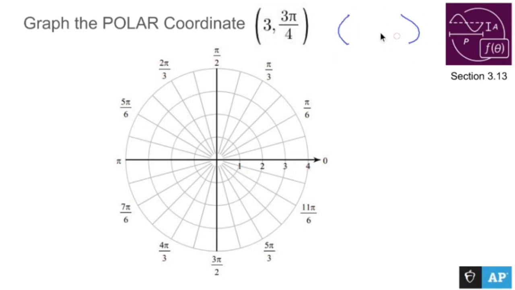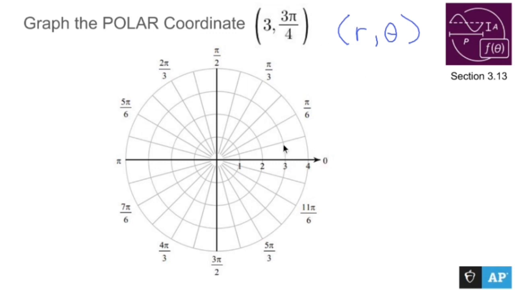Polar coordinates are given to us where the first number is r. R is the magnitude. R is how far away we draw our coordinate from the 0, 0, or the pole axis. 3 pi over 4 is the degree that we go if we were to go counterclockwise starting from the positive x-axis. Basically what we've always done.